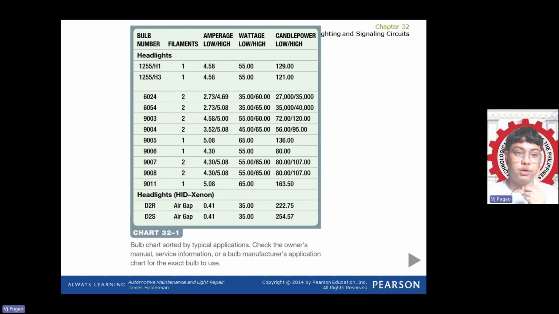So you're going to find the exact bulb, in order to find the right bulb, the specific bulb that you use in your car. So these are the examples.